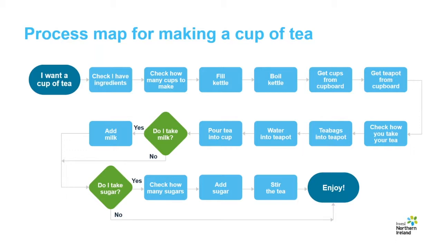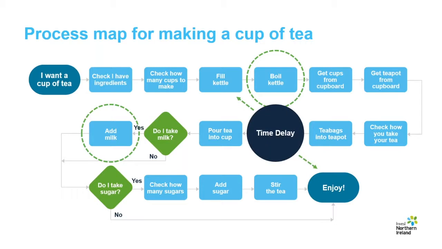Was there too much or too little milk or sugar? Was the tea too weak or too strong? Or was it a temperature issue? If it turns out that the problem is that the tea is too cold, you know that something has gone wrong at one of 3 points in the process. So either the kettle didn't boil properly, or this step was skipped out, or too much milk was added, or there was too long a delay between the kettle being boiled and the tea being drunk.